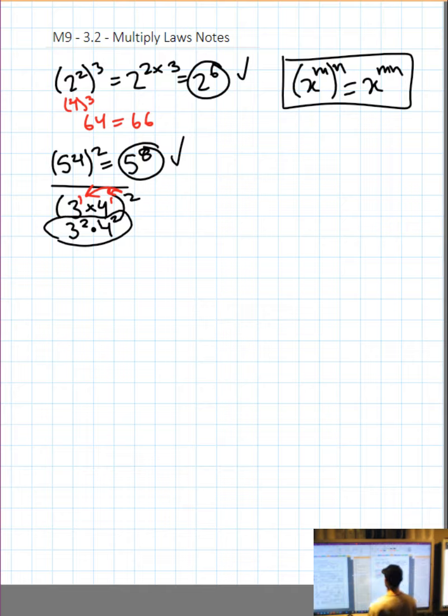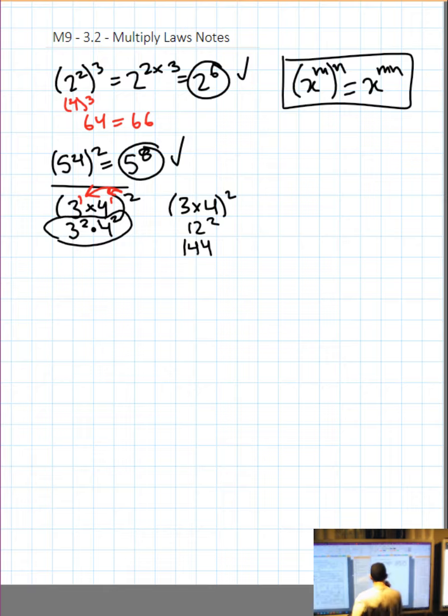Let's check our answer. So I'm going to rewrite the question off to the right. 3 times 4 squared. I'm going to do it a different way. 3 times 4 is 12. Squared is 144. Circle my answer. No, don't circle your answer. That's not a final answer. That's to find out if the answer that you circled was correct.